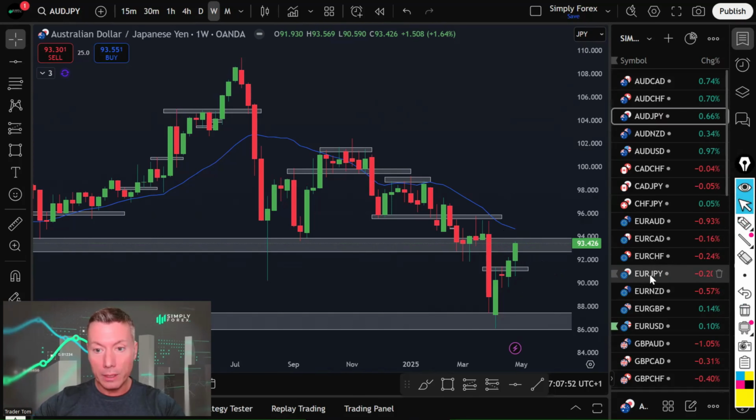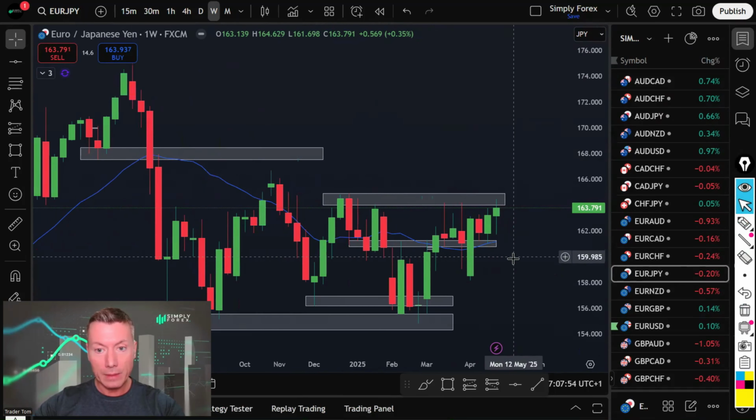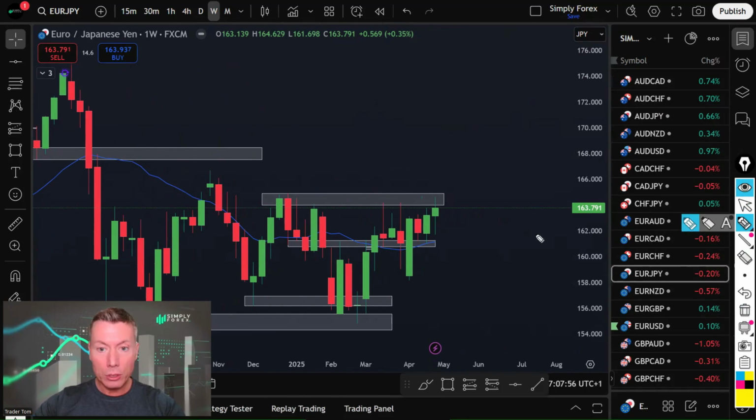Let's have a look at another one, Euro Yen. Again, look at all of this buying pressure. But it is into resistance. So although we're seeing this weakness in the flight to safeties, it doesn't always translate into actual trades for these reasons. There's no value in a lot of them.